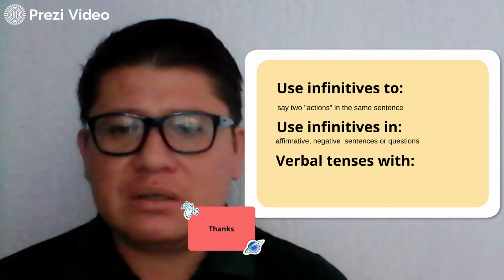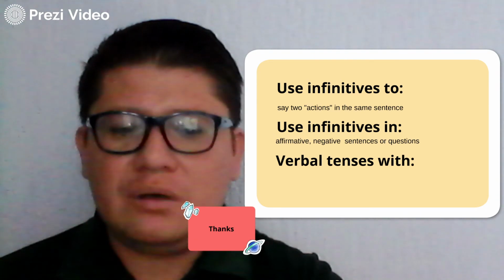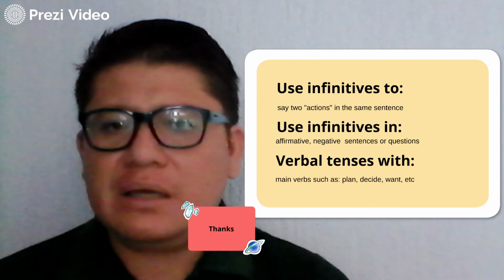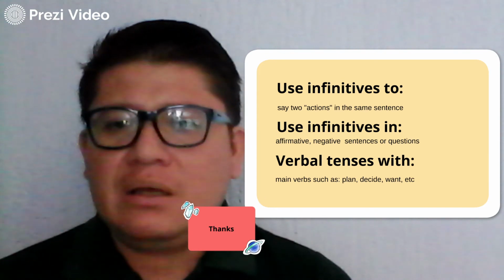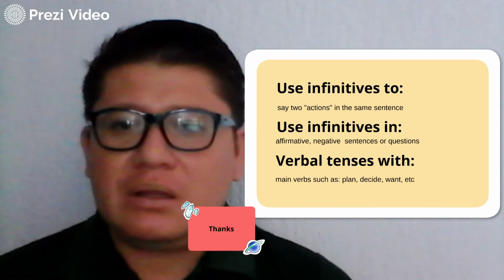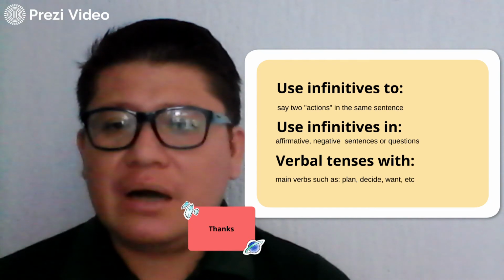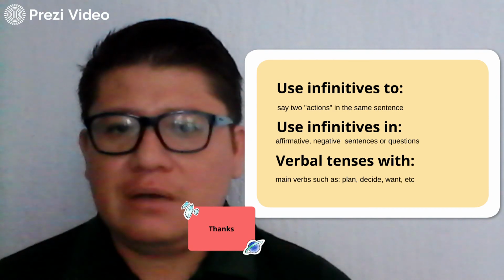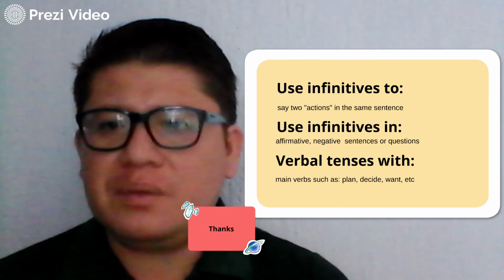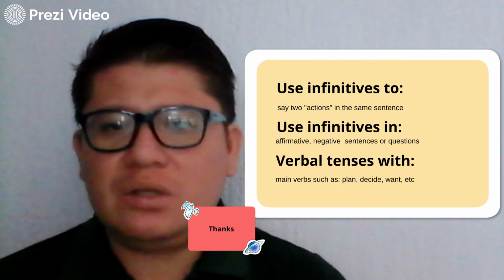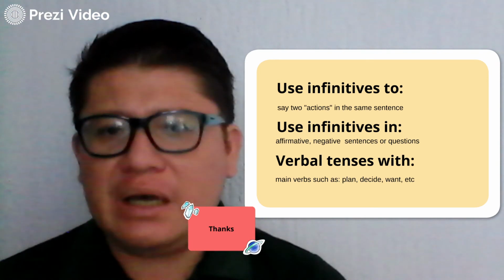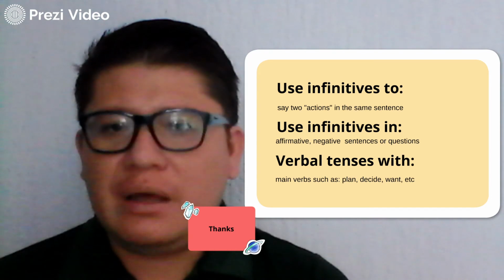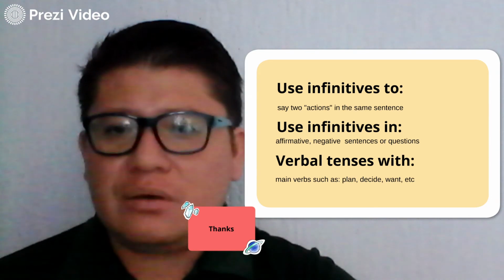Remember the sentences previously. The main verbs such as plan, decide, want, hope, promise, those verbs are going to change in different verbal tenses. Could be present, could be past, present continuous, present perfect, future, any kind, but just these main verbs are going to change the verbal tense. So keep in mind this.